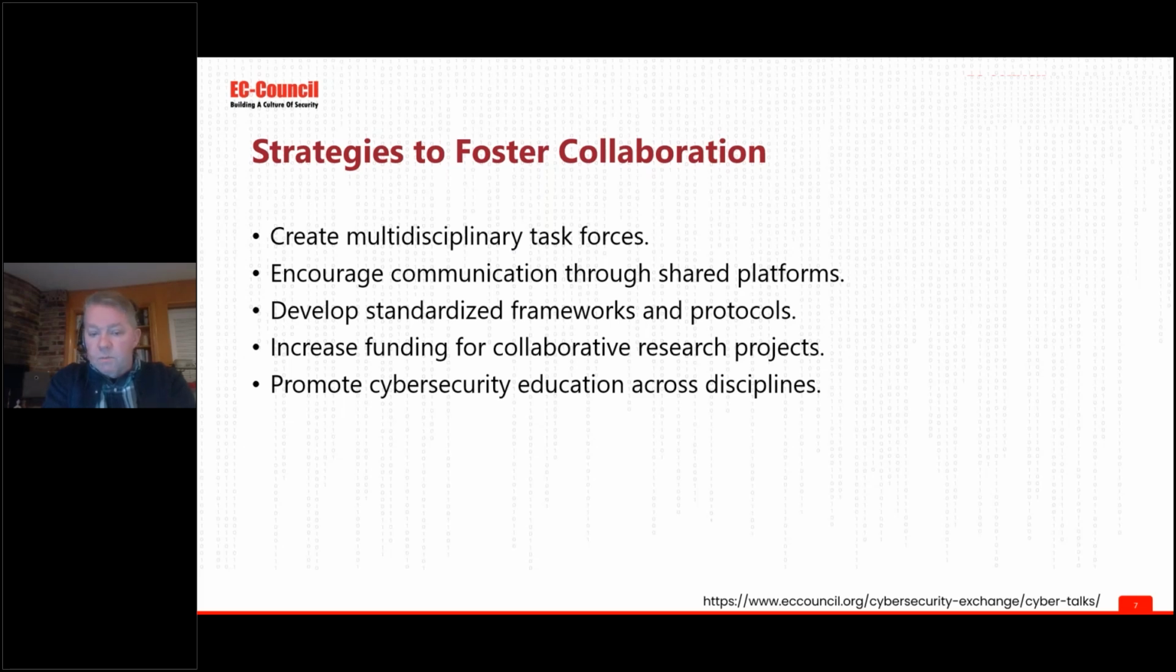Standardized frameworks and protocols. We want to make sure that our frameworks are usable by anybody within that industry vertical. Protocols are also important. Then we also need to increase funding. The government generally should increase funding for collaboration on research projects, and we need to really focus on what is current and what is the biggest threat. Promote cybersecurity education across disciplines. It's not just for us here in this room, it's for everybody. Everybody should have a basic understanding of what cybersecurity is and what they can do to contribute to it.